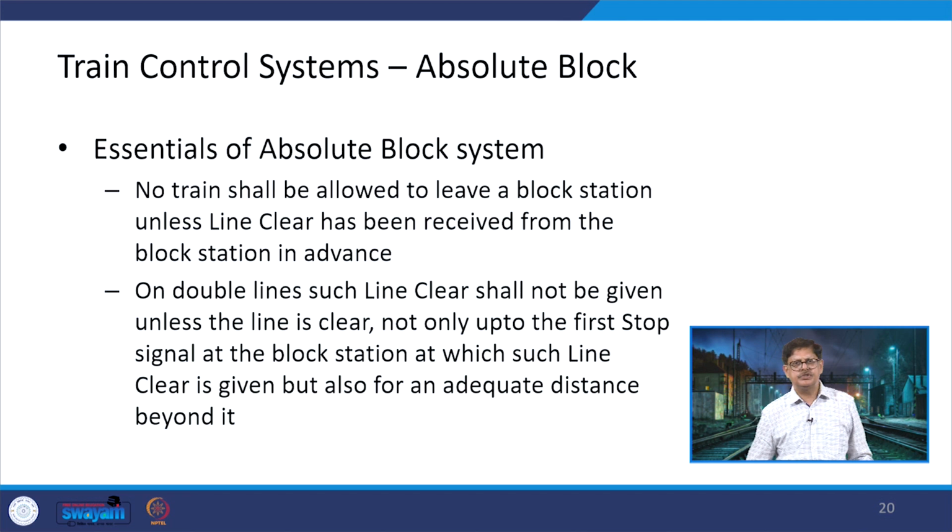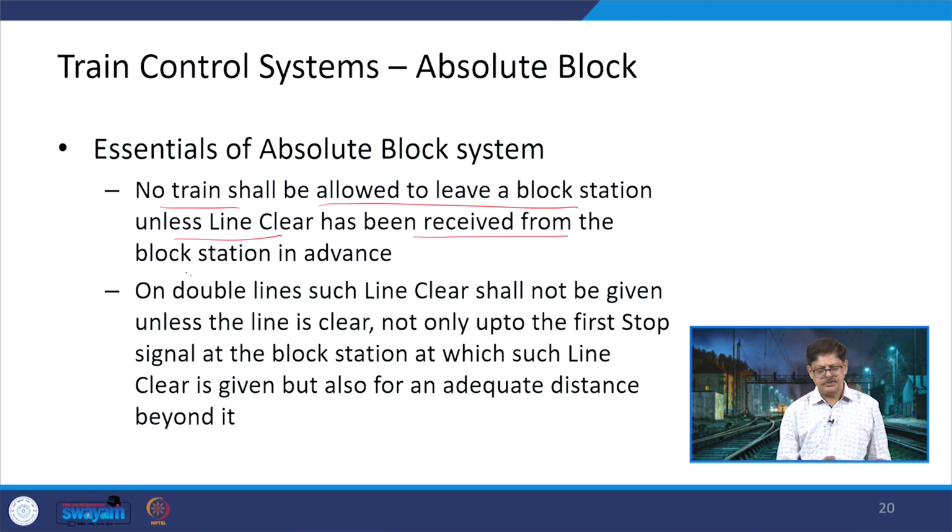So, what are the essentials of the absolute block system? No train shall be allowed to leave a block station unless the line clear has been received from the block station in advance. So, you are going in the right direction, there is a station in the right direction, and until they say the block is clear, the train from station A cannot be allowed to move.